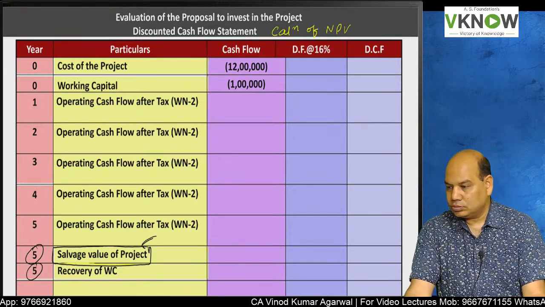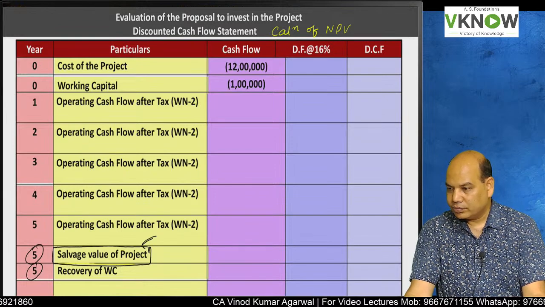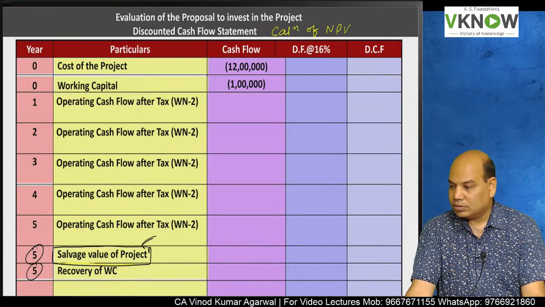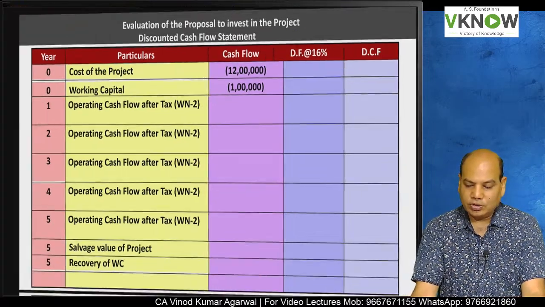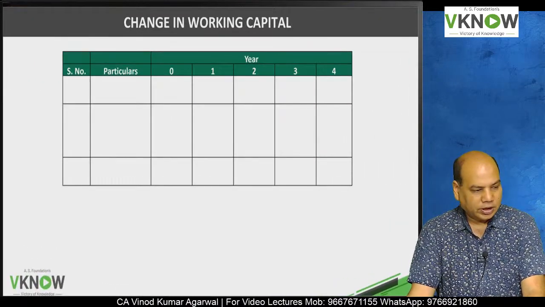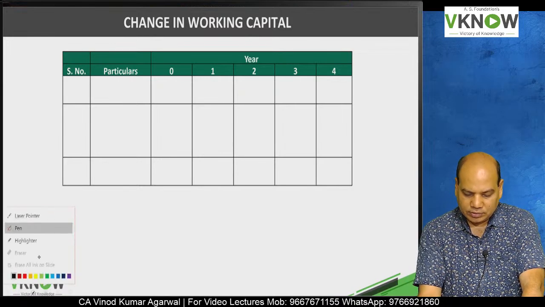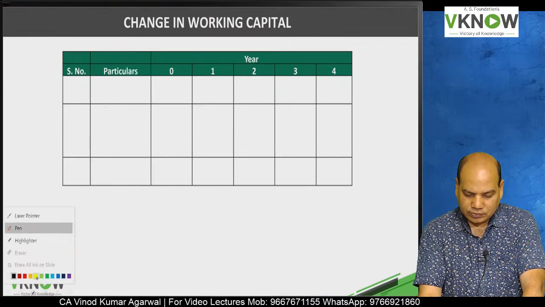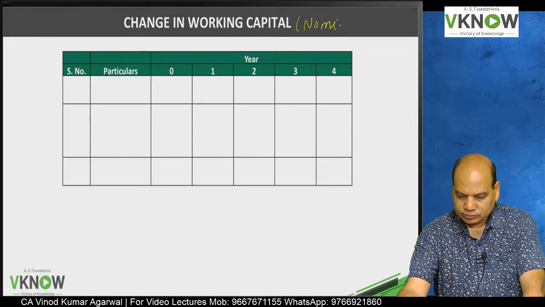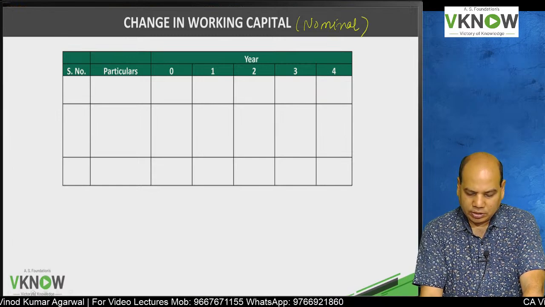Have you drawn the format? Everybody, have you written the information which is available right now? Please confirm yes. Very good. Now you write down first, change in working capital. Change in working capital, in bracket nominal.